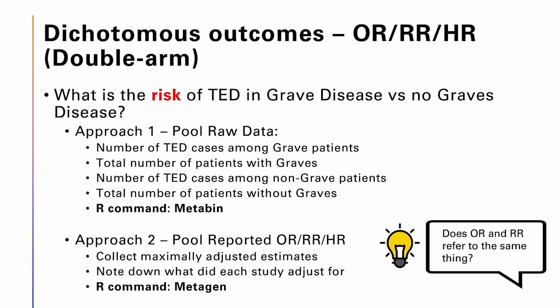So the choice of approach depends on what data is available in the included studies, as well as the outcome of interest. And before we move on, just another question. Do you know what is the difference between odds ratio and risk ratio?